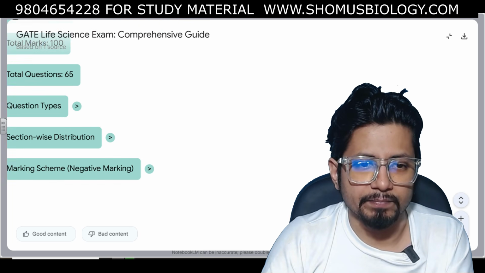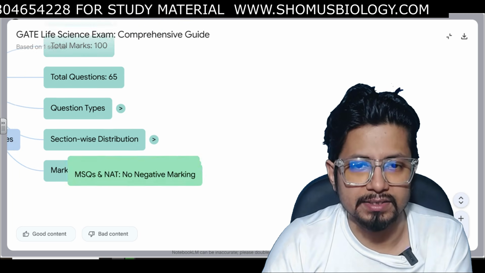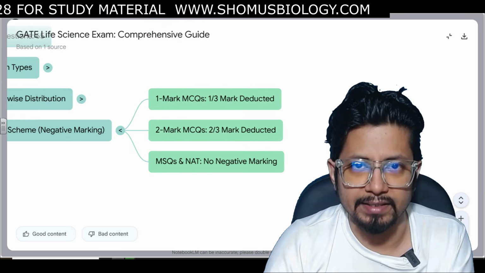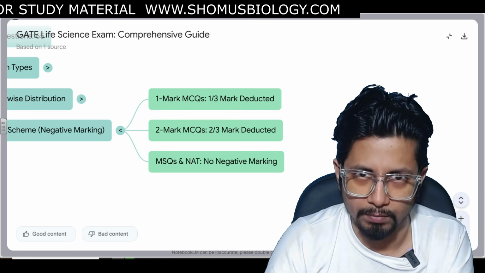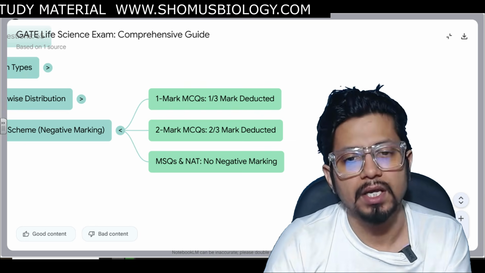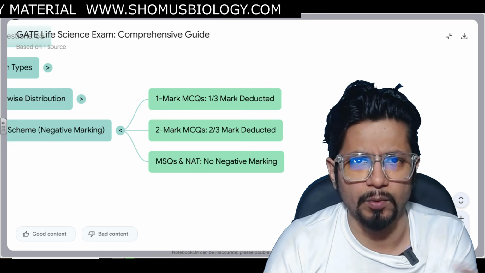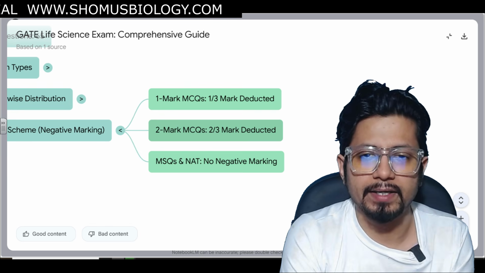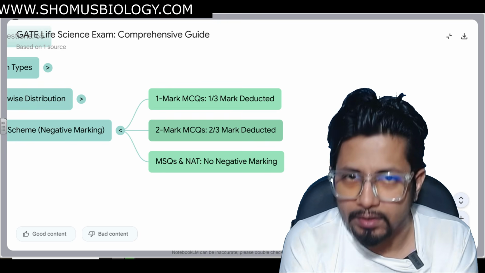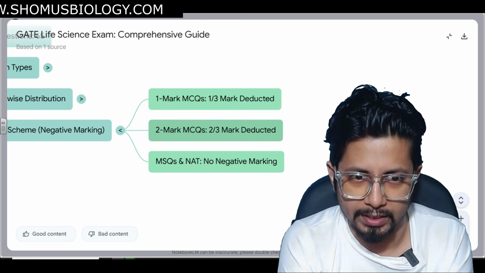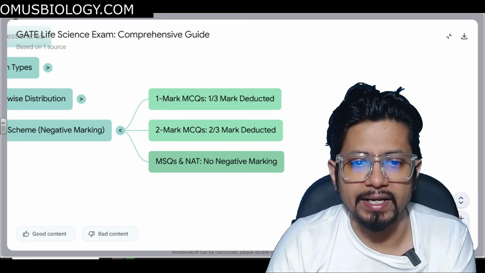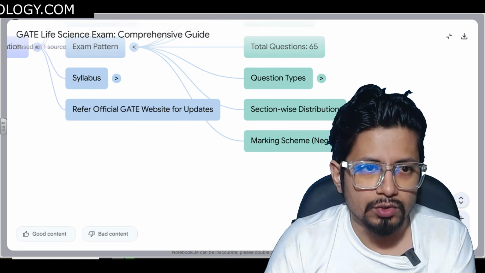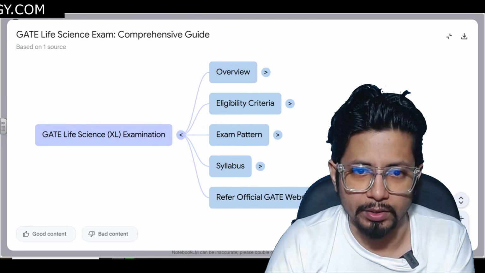Now let's talk about the marking scheme. There is 1 mark for every single MCQ, and the negative marking is 1/3 of the marks. If you make a wrong answer choice, then 1/3 of the marks will be deducted, that's 0.33. For 2-mark MCQ questions, if you answer correctly you'll get 2 marks, and if you answer wrong, 2/3 mark is deducted. For MSQ and NAT type questions, there is no negative marking. I already mentioned that. So that's regarding the exam pattern for you.